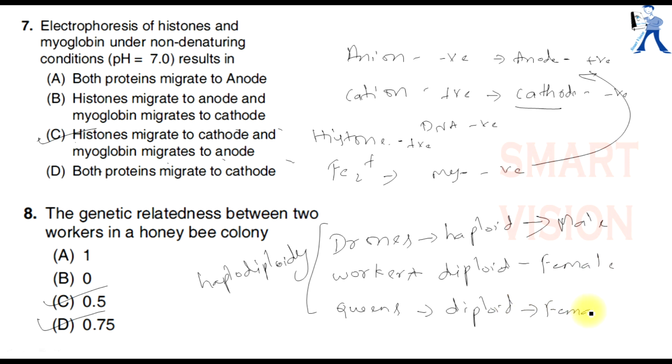Obviously she is female. These workers are produced, or reproduced, by the queen, the single parent, so the relatedness is more than humans as siblings. So we can say the genetic relatedness between two workers in a honeybee colony is from 0.5 to 0.75.